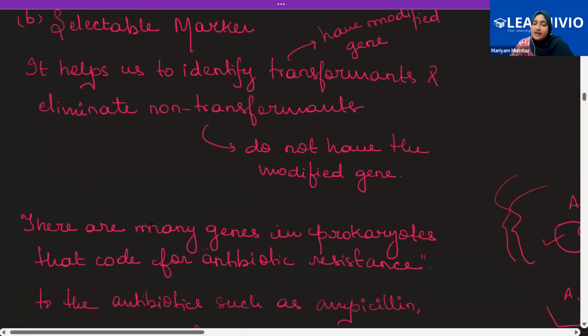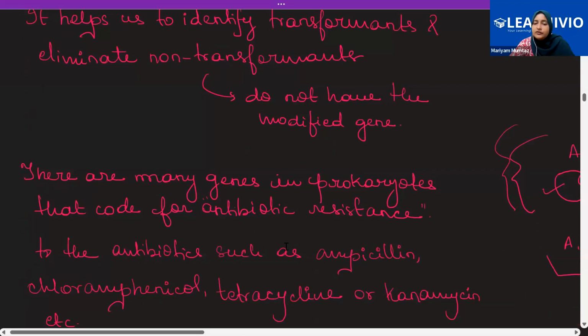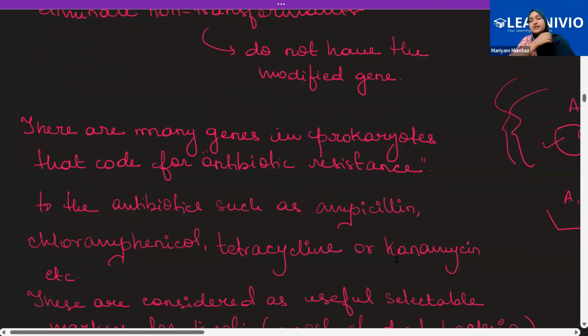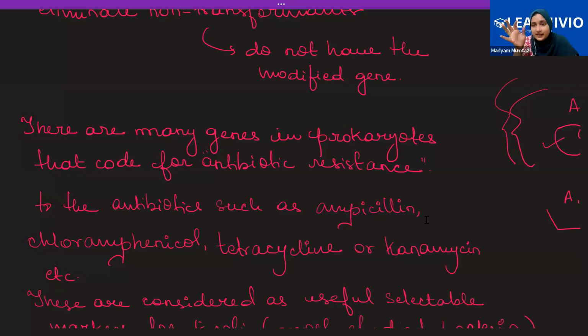Now, there are many genes in prokaryotes that code for antibiotic resistance, right? Such as the ampicillin gene, chloramphenicol gene, tetracycline, kanamycin. All of these are different antibiotics, and these are the resistance sites. Meaning this particular bacteria which has the resistance site for all of these will be resistant to the activity of these antibiotics, as a result of which they will not be killed.